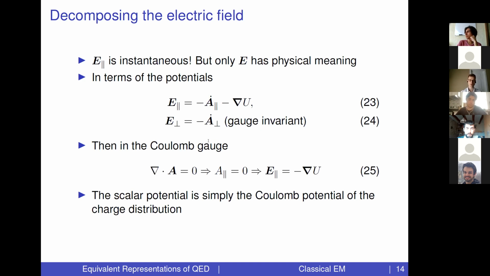In particular, if we choose the Coulomb gauge, so remember that was the divergence of A is 0, or if we express this in terms of the different components, it's just the definition that the longitudinal component is 0, and that means that the longitudinal component of the electric field is just the gradient of the scalar potential. And therefore, in the Coulomb gauge, the scalar potential is simply the Coulomb potential of our charge distribution. So we have a very natural interpretation of the scalar potential in the Coulomb gauge. And there's also a reason why the Coulomb gauge is a very economical choice for quantizing our electromagnetic theory.